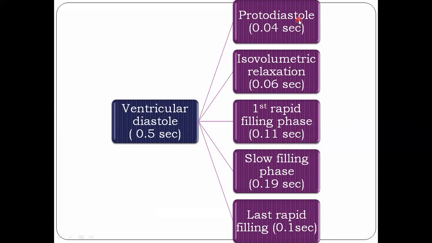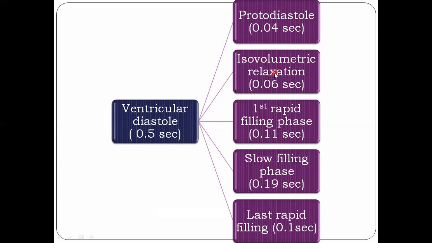First, let's see about the protodiastole. The duration is around 0.04 second. This is just the beginning of the ventricular diastole, which means the ventricular systole has just ended. At this phase, the ventricle stops contracting. When the ventricle stops contracting, the semilunar valve closes. The closure of the semilunar valve causes the second heart sound, the dub sound, which occurs during this protodiastole phase.